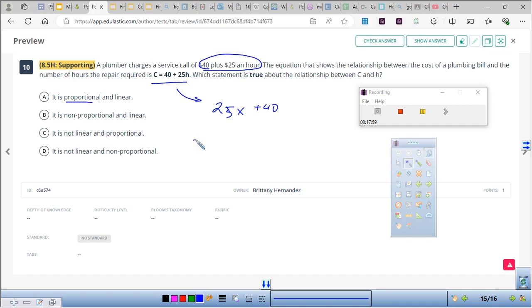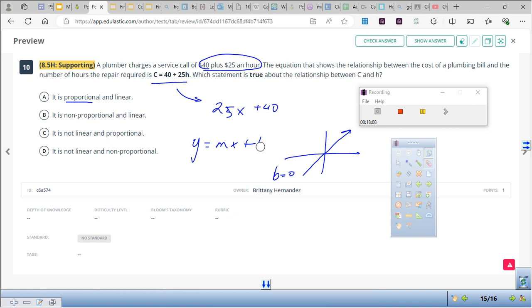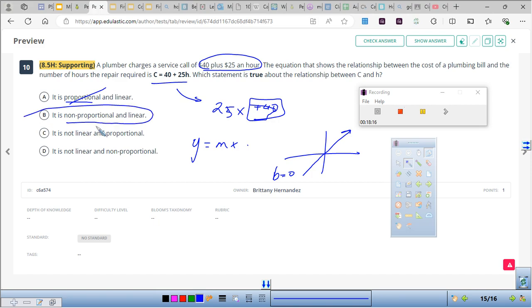Proportional. So when it's proportional, we have y is equal to mx plus b, where it's going through the origin. Basically, where b is equal to 0. So you don't have a b here. You don't have any plus anything. You don't have a plus 40. So it's non-proportional and linear. Yes, these are linear. All these things are linear.